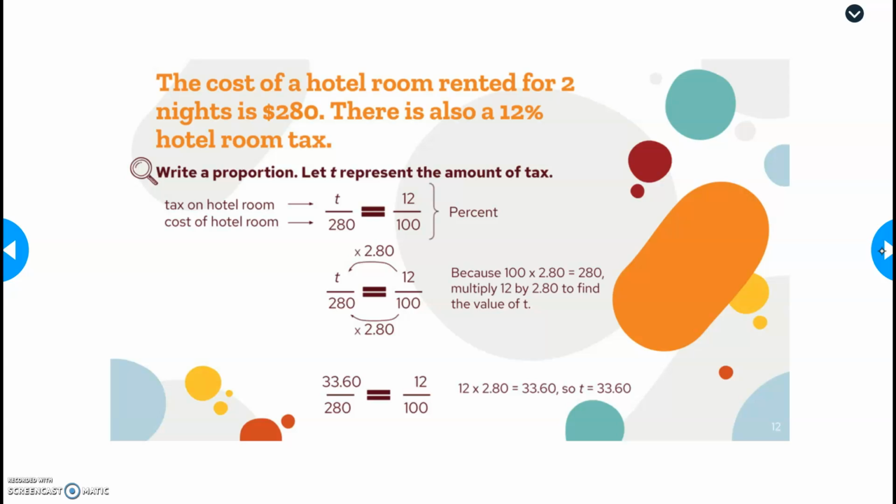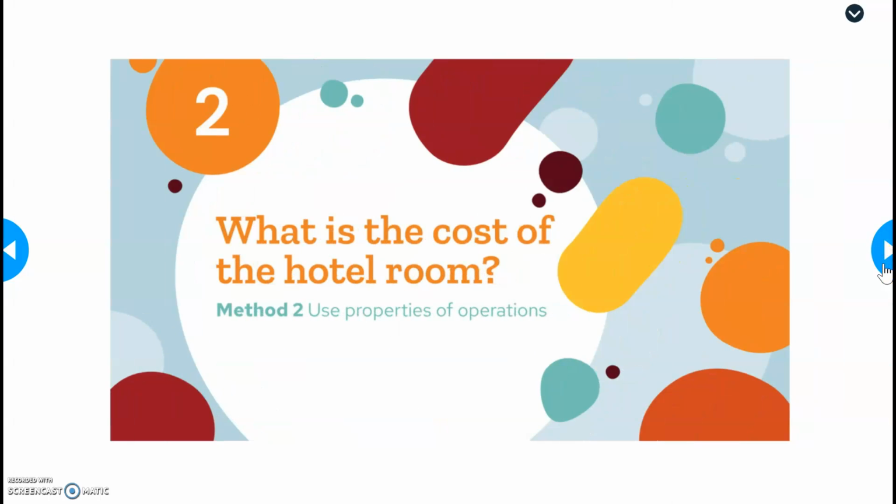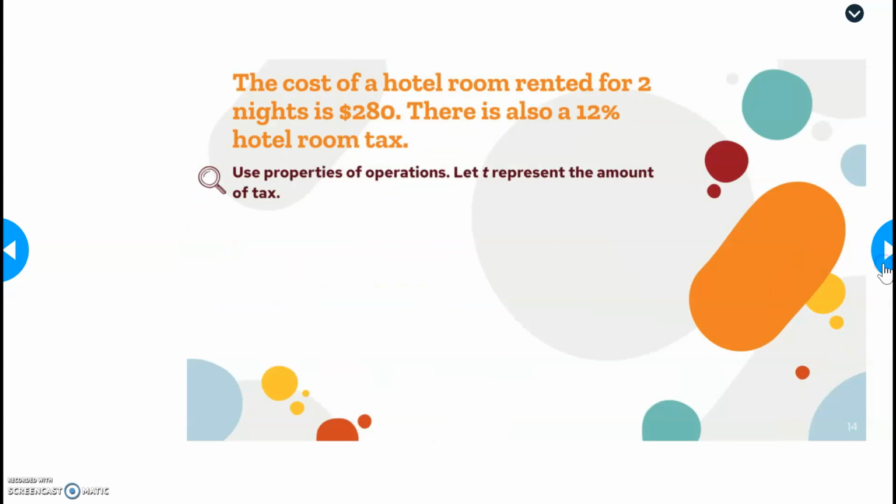So our tax is $33.60. I would add the tax to the total cost and get $313.60. The second method we're going to look at is using properties of operations.